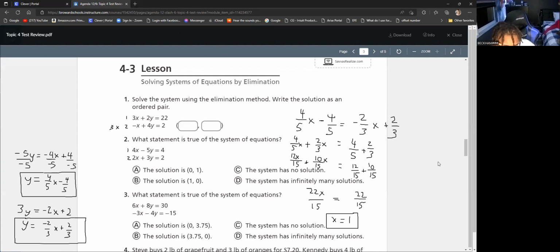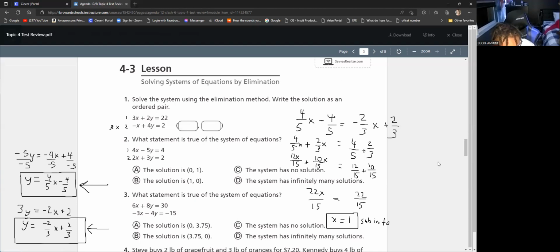Okay, so now since x equals 1, what is y? What do we do next? We have x equals 1. What's the next step? Sub into which one? Either this one right here or this one right here. Doesn't matter. They're both equal. The second one, okay.